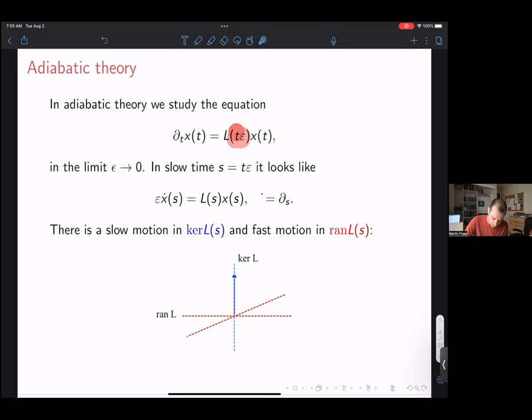On the other hand, if I have something in the range, this means that L on x is not equal to zero. Then the time derivative, if I divide by epsilon, is of order one over epsilon. If epsilon is small, the time derivative is very large. So inside the range, the vectors are moving very fast. You can think of a spinning top as an example.